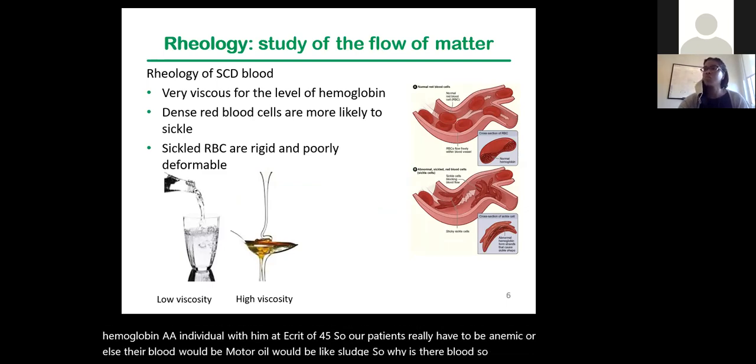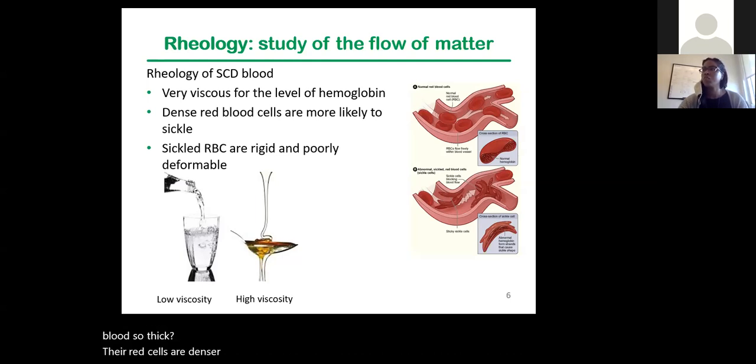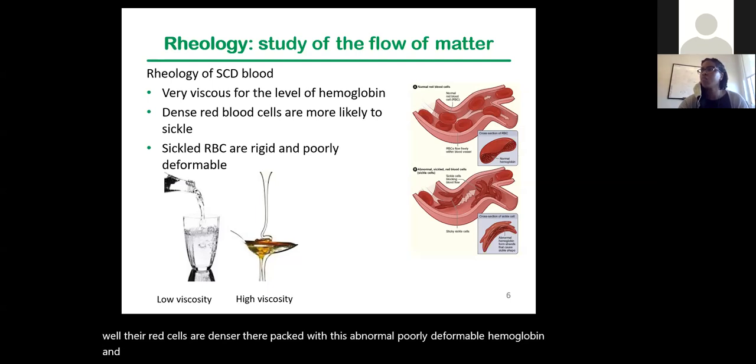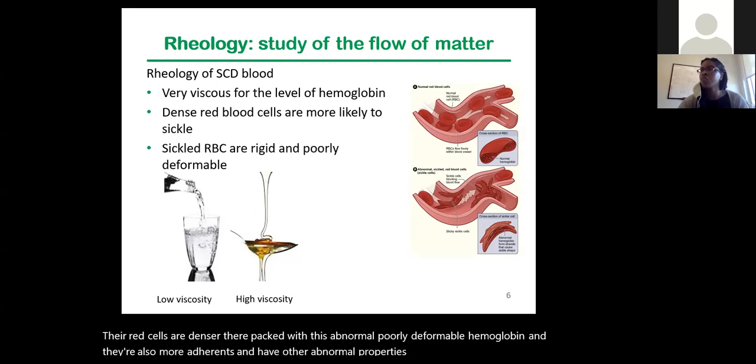Well, their red cells are denser. They're packed with this abnormal, poorly deformable hemoglobin. And they're also more adherent and have other abnormal properties that are a little more difficult to study outside of the tools I'm going to describe.